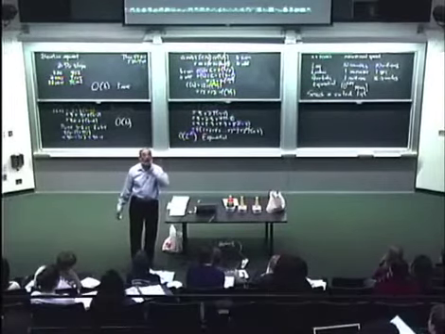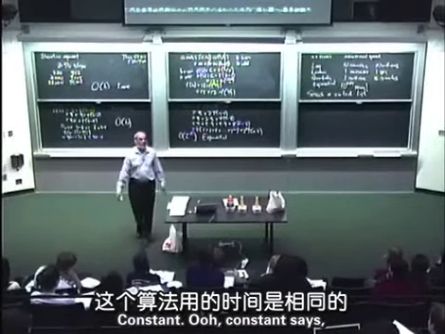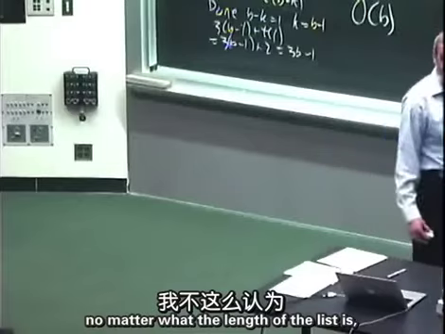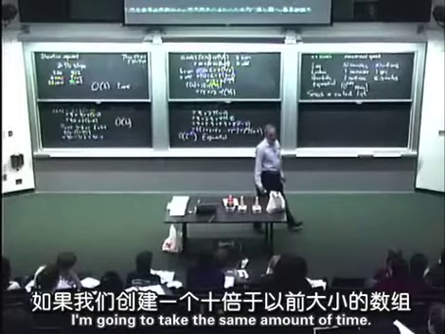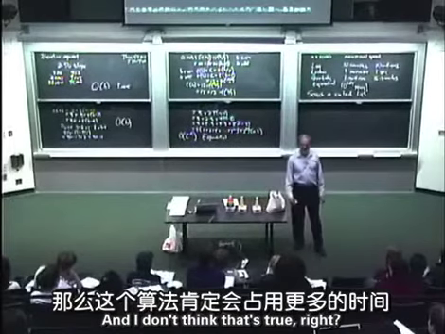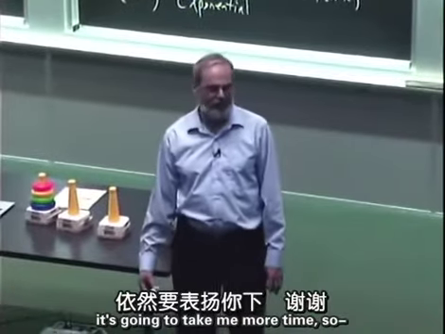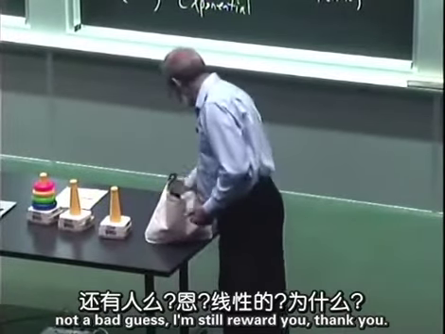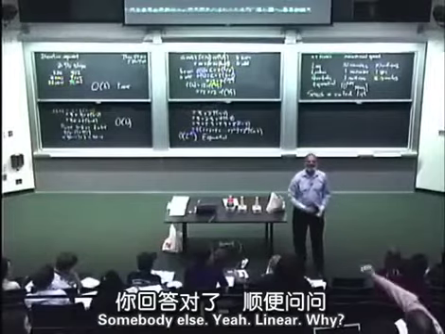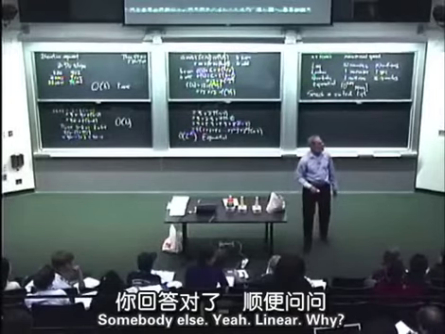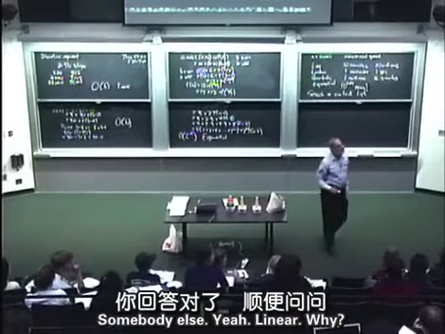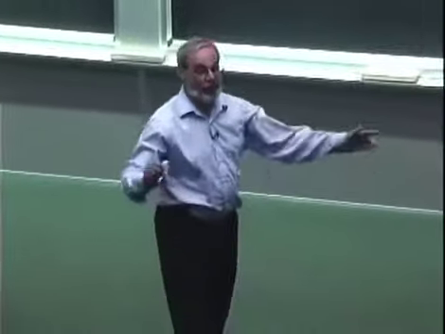Sorry? Constant. Ooh, constant says no matter what the length of the list is, I'm going to take the same amount of time. And I don't think that's true, right? If I have a list 10 times longer, it's going to take me more time. So not a bad guess. I will still reward you. Thank you. Somebody else. Yeah. Linear. Why? You're right, by the way, but why?